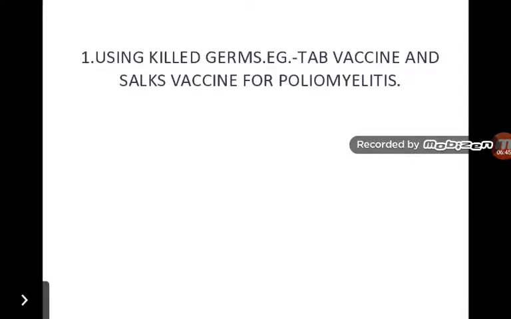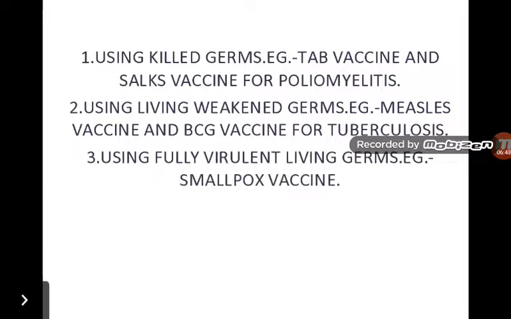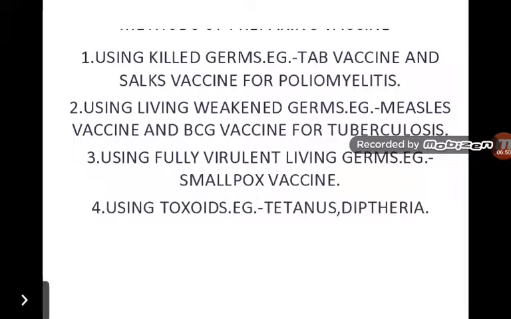Now, there are some methods of preparing vaccines. There are 4 methods in your syllabus. I'll discuss only them. Using killed germs. Example, TAB vaccine for typhoid, SARS vaccine for poliomyelitis, and the vaccine for rabies dog bite.